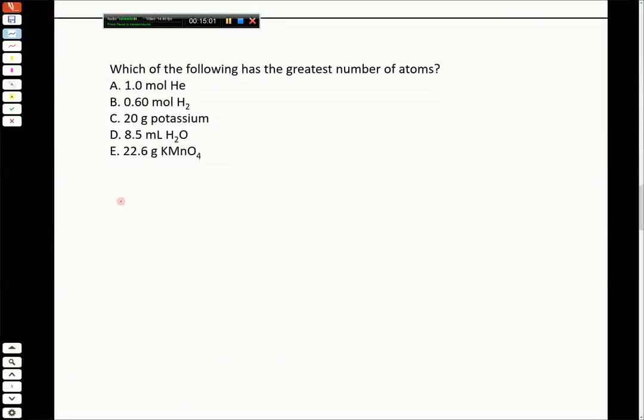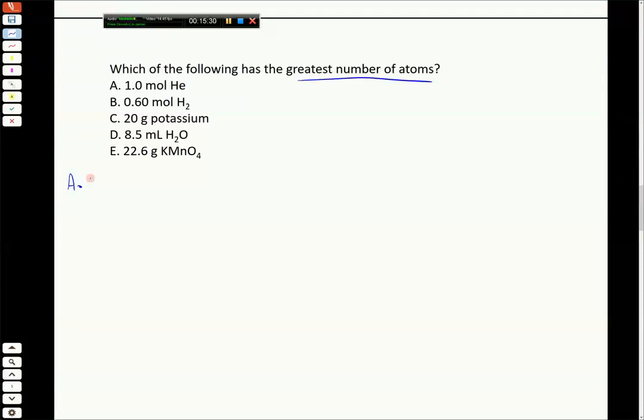Alright, this problem here asks us to do a bunch of calculations involving moles, and we want to know which of the following has the greatest number of atoms. So we have 1 mole of helium, 0.60 moles of H2, 20 grams of potassium, 8.5 milliliters of H2O, 22.6 grams of KMnO4. So we have a lot of different conversions to do here. So let's just do them all and see which one has, we're looking for greatest number of atoms.